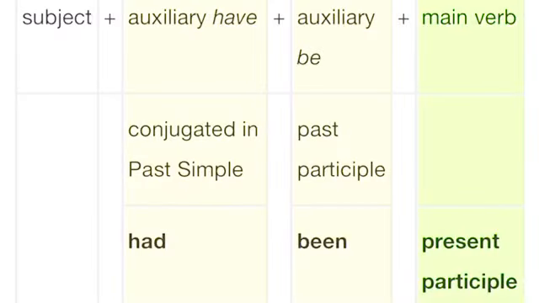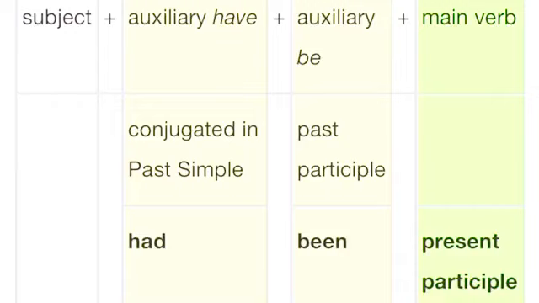Students, that was all about your past perfect tense. Now let's learn something about the past perfect continuous tense. So students, this is the structure of the past perfect continuous tense, where we have the subject plus the auxiliary have plus the auxiliary be plus the main verb.